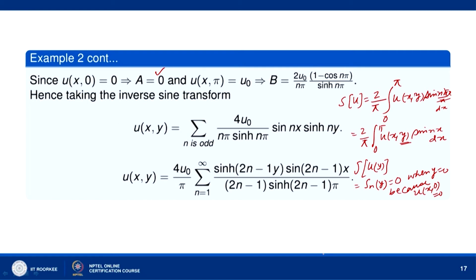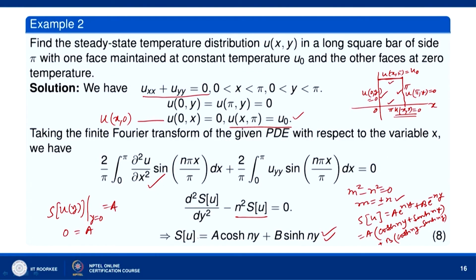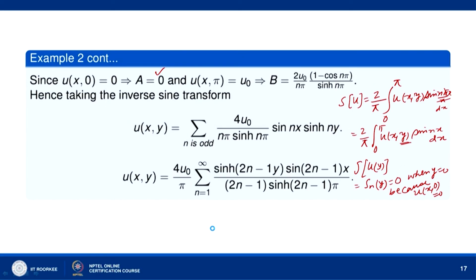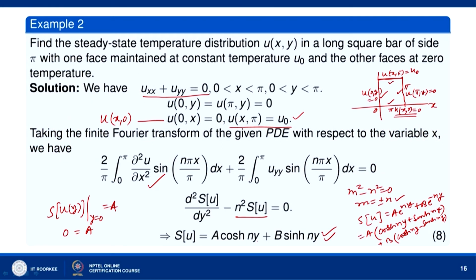Now, we have the other boundary condition y equal to pi: for all x from 0 to pi, u(x, pi) is u naught. So, this will give us the value of B. So, here you put y as pi, A is 0. So, S_u(y) at y equal to pi is given as u naught, and this is equal to B sinh(n pi).